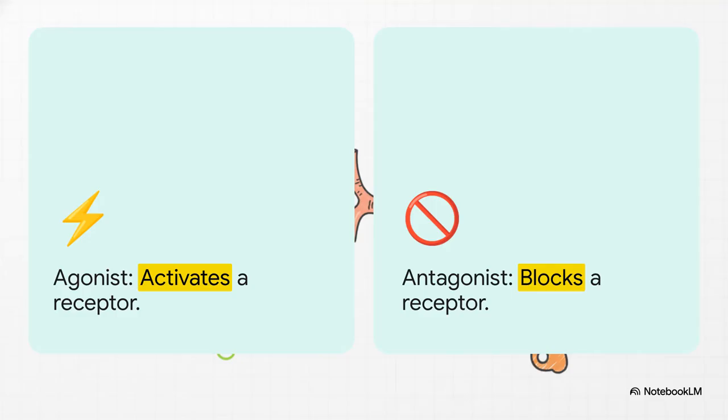So really, it all comes down to their action. The agonist activates a receptor. It flips a switch to on. The antagonist blocks that same receptor, basically preventing anyone from flipping that switch. Two keys, two totally different jobs.